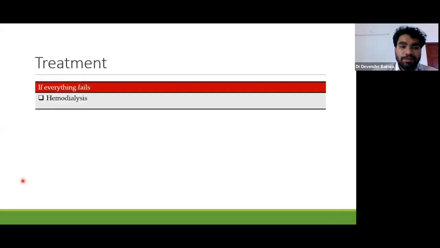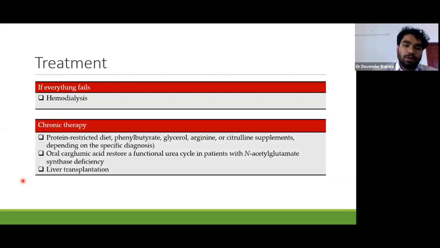Then suppose everything has failed and the patient is not responding, then you can go for hemodialysis to remove excess ammonia. Then for chronic therapy for this patient, you have to provide a protein restricted diet, phenylbutyrate, glycerol, arginine, or citrulline supplements, depending on which enzyme is defective and what the levels of these things are in the blood. And then oral carglumic acid has been tried because it restores a functional cycle in patients with N-acetyl glutamate synthase deficiency. And in the long term, if the patient is stable, you can think of liver transplantation.